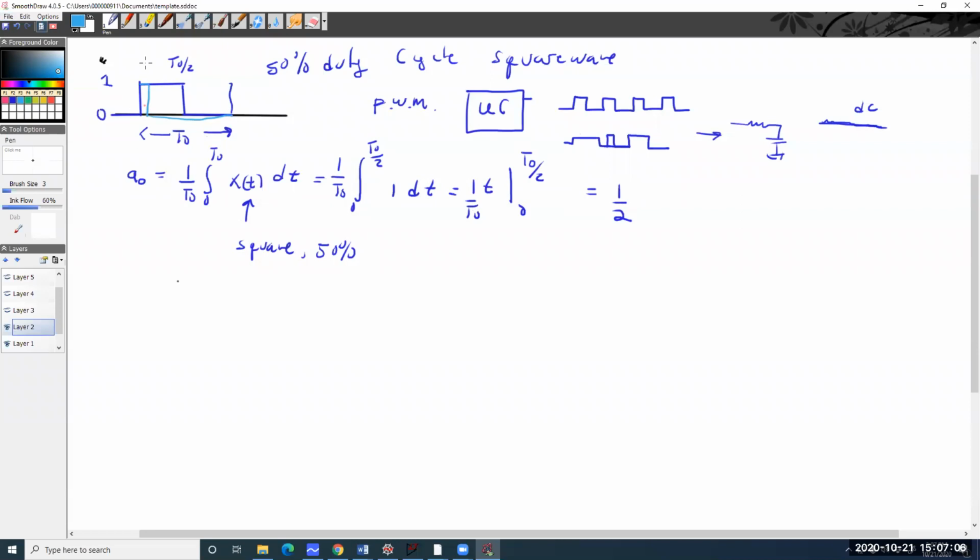Now, if I had a signal here that was on for T naught divided by 10, I'd get a DC average of 1/10. If I had this signal and it was on for 3/4 of the time, I'd get 3/4. And if it was on 100% of the time, I'd get 1.